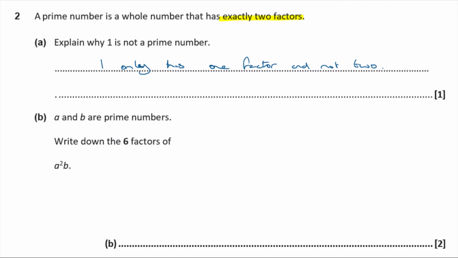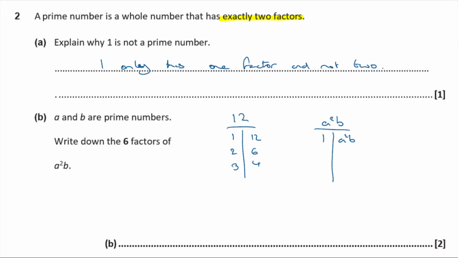A and B are prime numbers. Write down the 6 factors of a squared b. Okay, well, if you think about factor pairs, normally, if I wanted to write the factor pairs of 12, I'd write 12 at the top and I'd write them down in pairs. So 1 goes with 12, 2 goes with 6, 3 goes with 4. Now if I did the same thing with a squared b, then 1 would go with a squared b, wouldn't it?